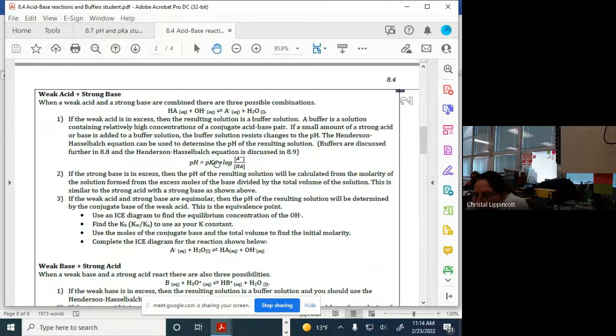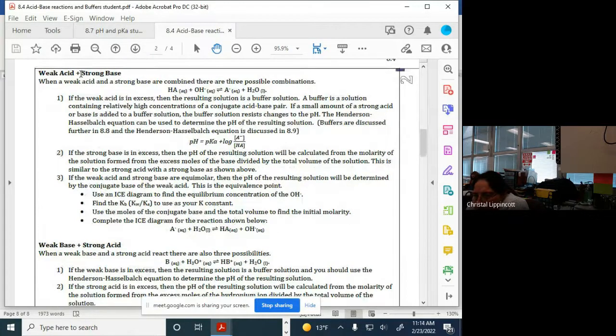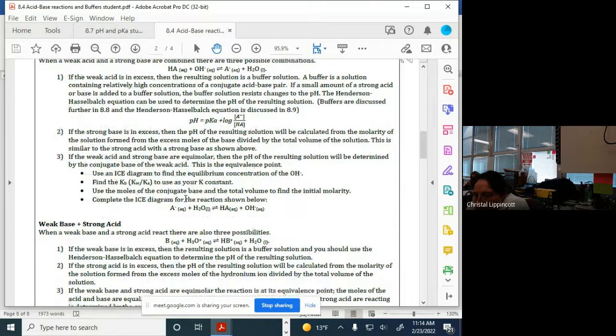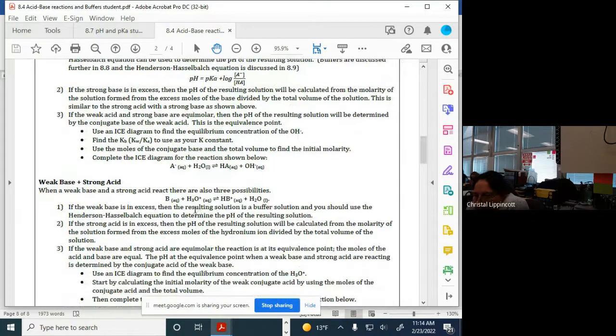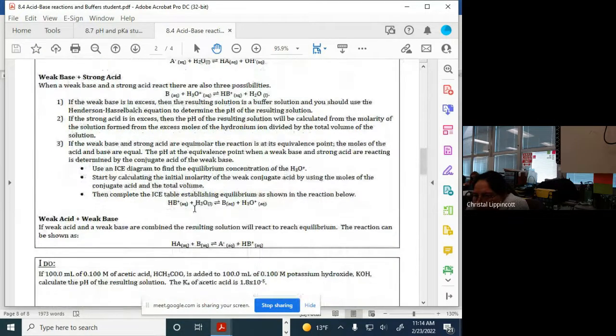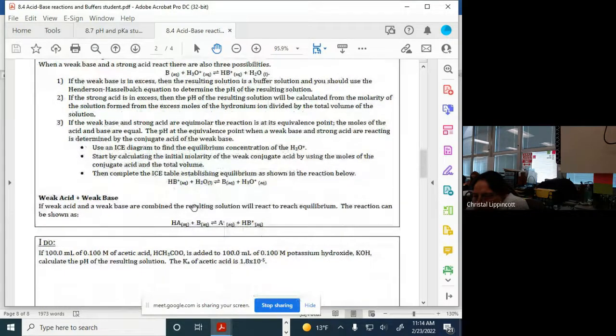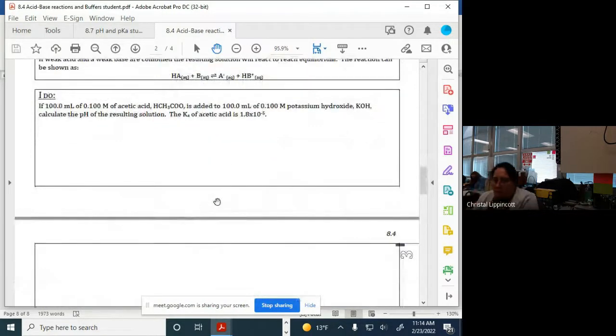All right, so weak acid and strong base. We've talked about this. You're going to use your ICE table. Use your Ka, or Kb if it's an OH, and determine it. And then you've got your weak acid, strong base. We've done some examples like that already.